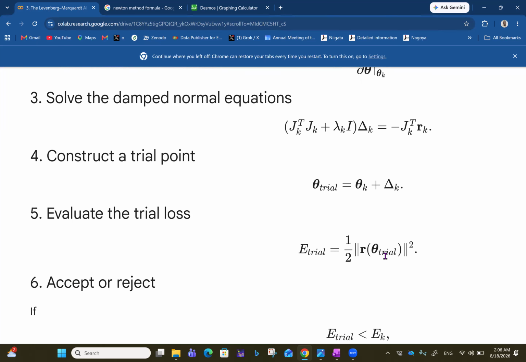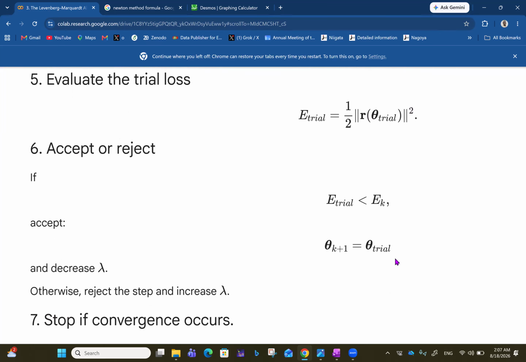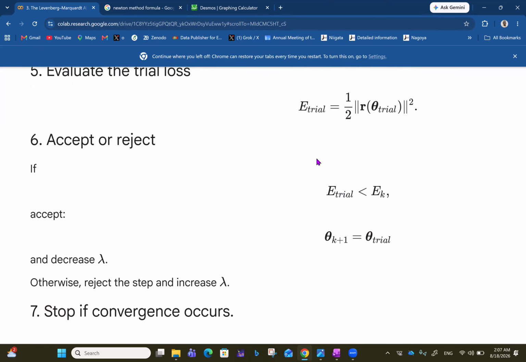So it's more like standard procedure in all of artificial intelligence procedures. So the trial loss E trial equals half the square of the norm of R of theta trial, then you accept or reject. So how do you accept or reject? If the trial value you have is less than E k, then you accept, and theta sub k plus 1 is equal to theta trial in that case, and then you decrease lambda. Otherwise, if E trial is greater than E k, then you do the opposite.